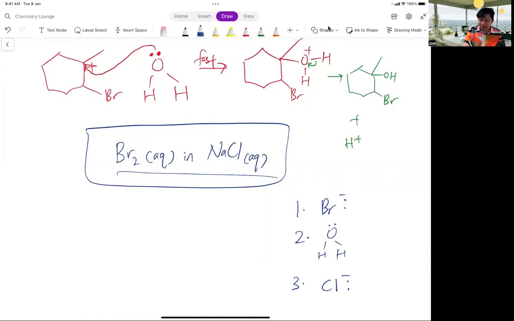But let me tell you something. The first step is the same. You must know this, the first step is the same. It means the first Br attacks first. It cannot be ClOH. It must be BrOH or BrCl. Okay, so this is another concept you need to know. Understand?